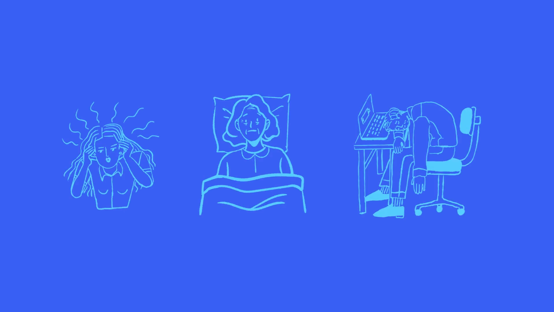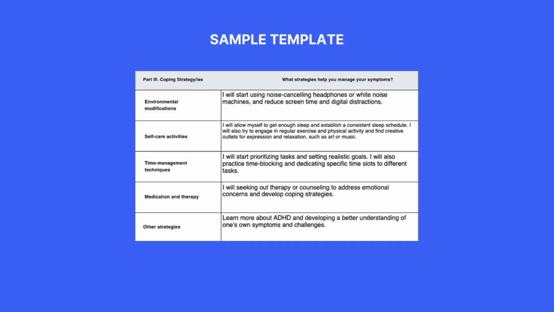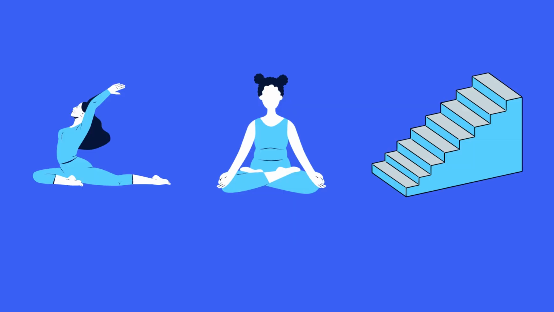Once you've rated your symptoms, the next step is to figure out what causes them. Fill in the column of the worksheet with any triggers you've identified. Stress, a lack of sleep, or certain activities could all be triggers. Finally, list coping strategies that have previously assisted you in managing your symptoms. This could include activities such as exercise, meditation, or breaking down tasks into smaller steps.